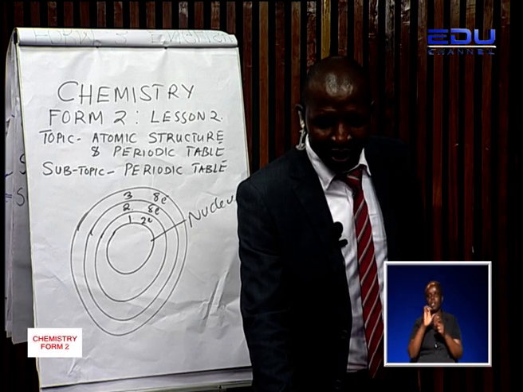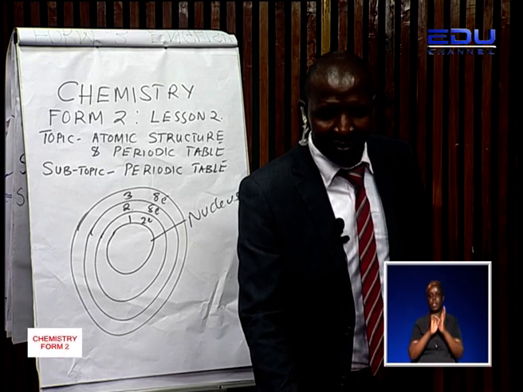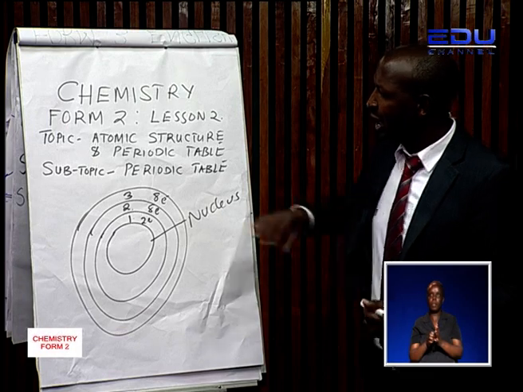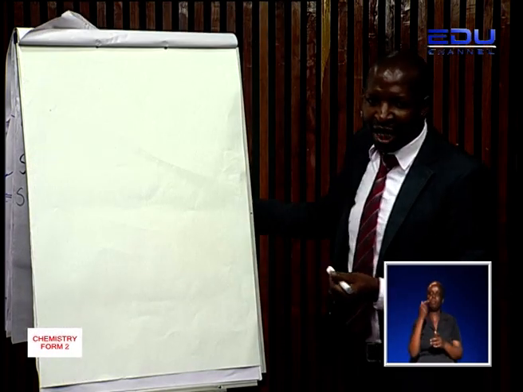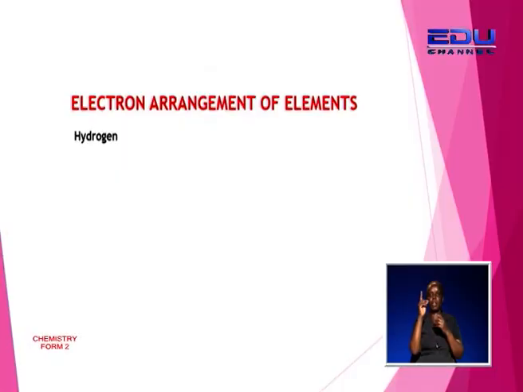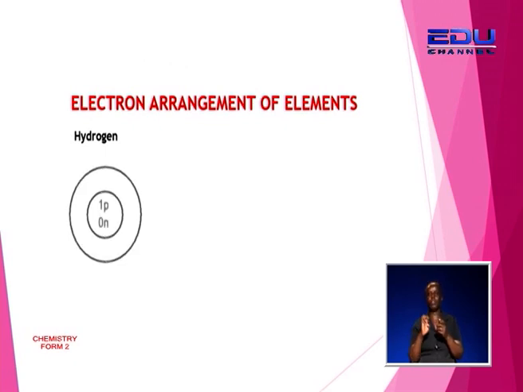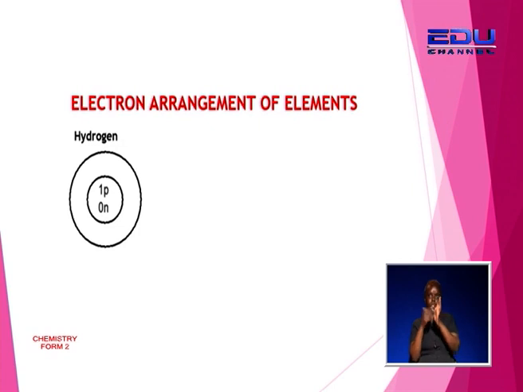So let's now look at examples of electron arrangement in elements. We start with the first element, and that is hydrogen. Hydrogen has only 1 electron. Let's look at the diagram on the screen. We have hydrogen there. It has only 1 energy level, the electronic configuration is 1, and there is only 1 electron that can be accommodated by the hydrogen atom.